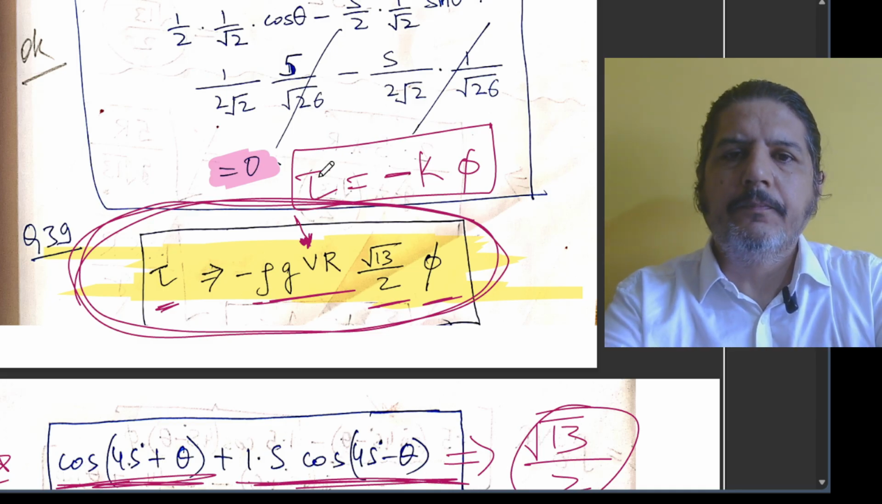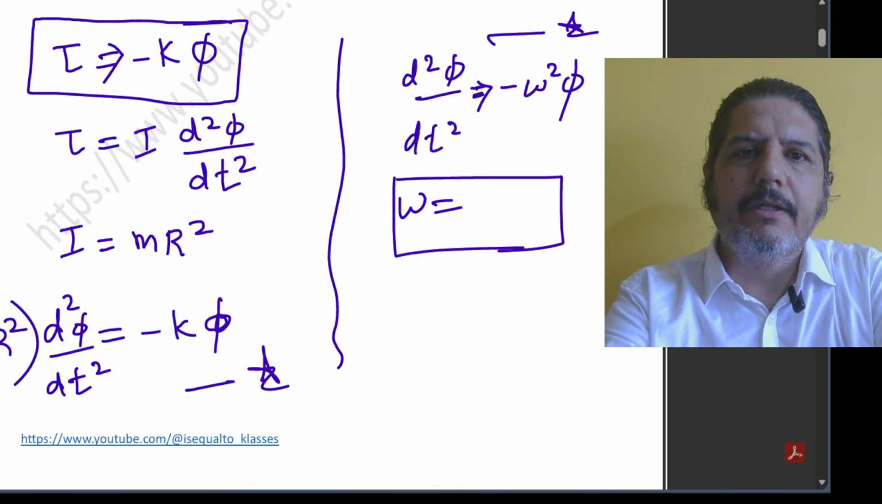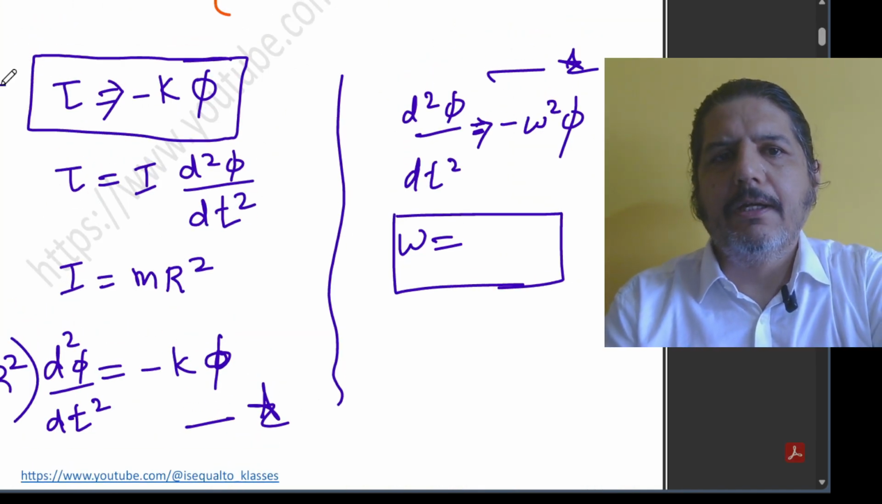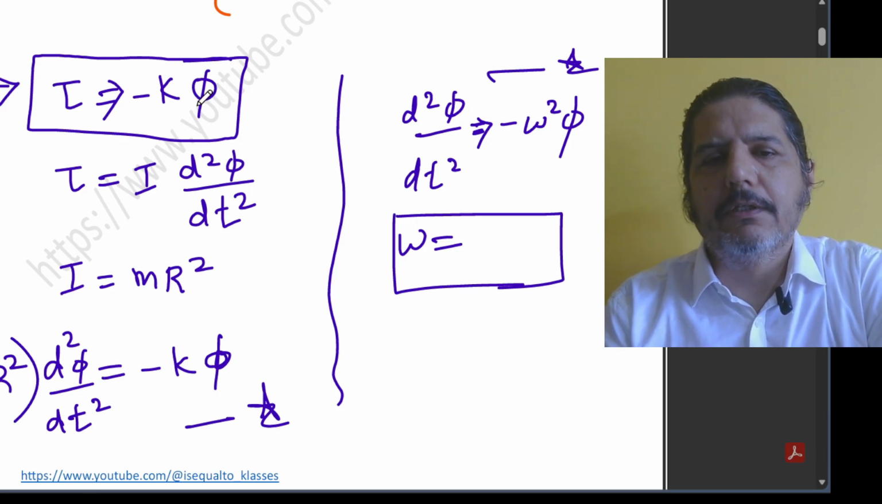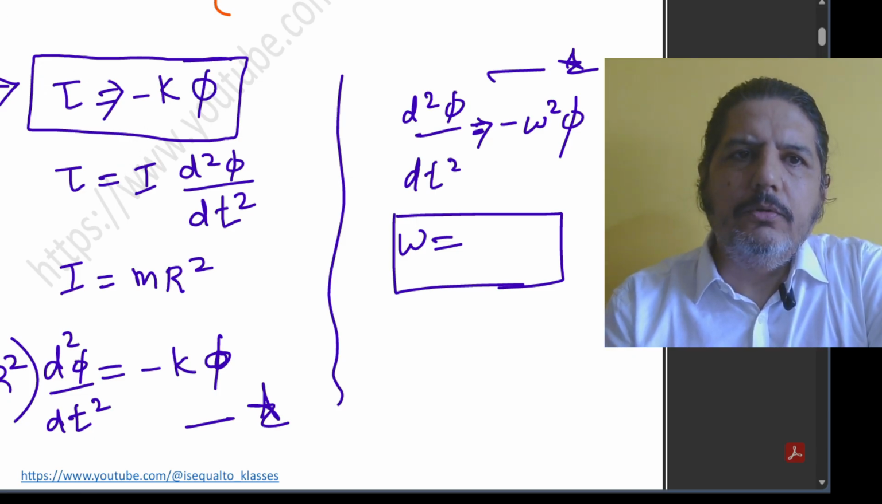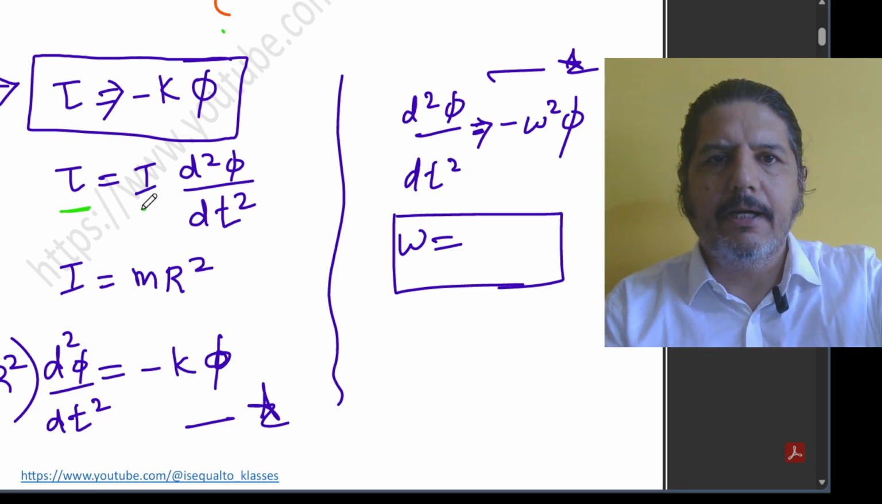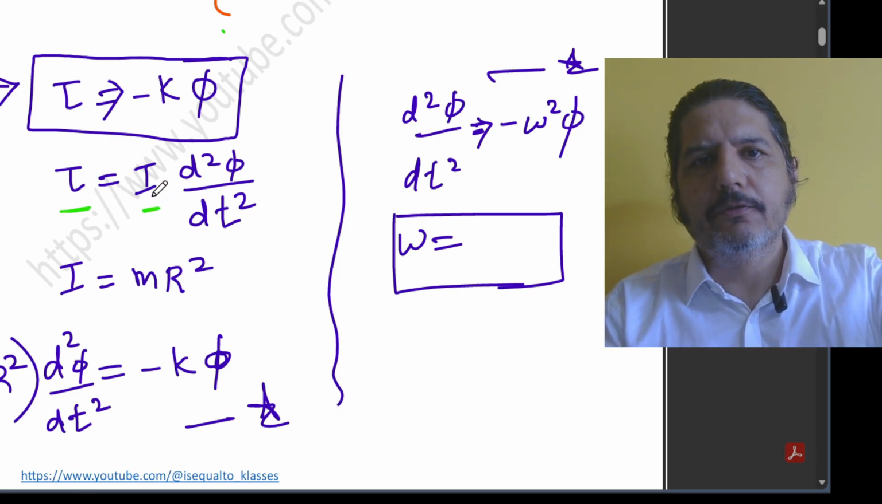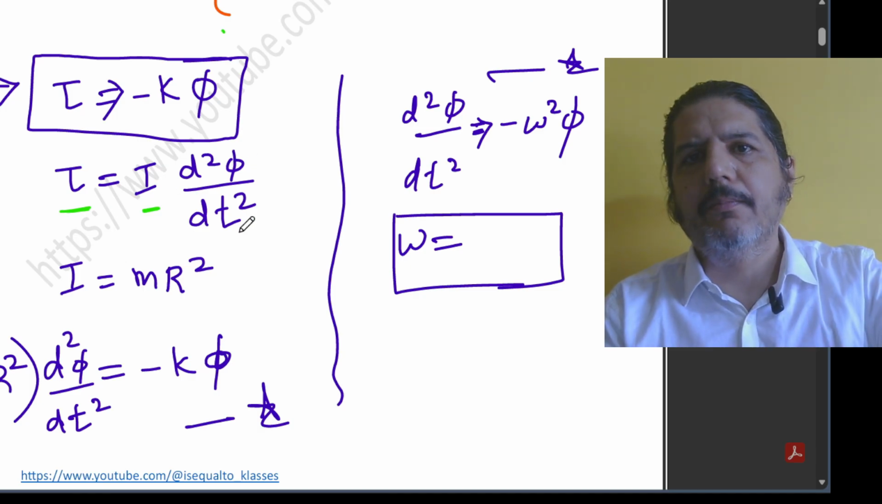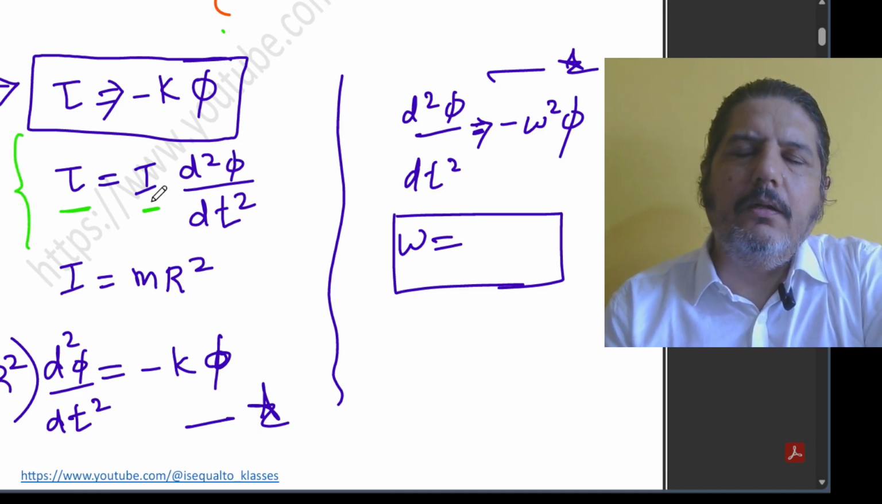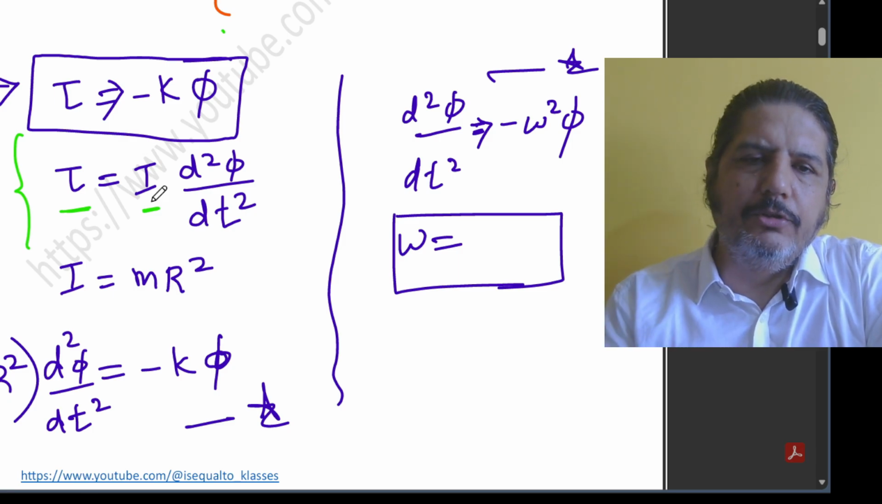So what I'll do is show you in brief the next steps. This is where I've reached till now: tau is equal to minus k phi. I can also write my tau in terms of the moment of inertia, where I is the moment of inertia. So this can be written as I d square phi by dt square, in terms of the moment of inertia for angular motion.